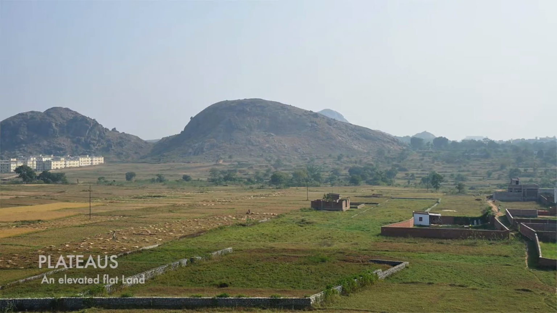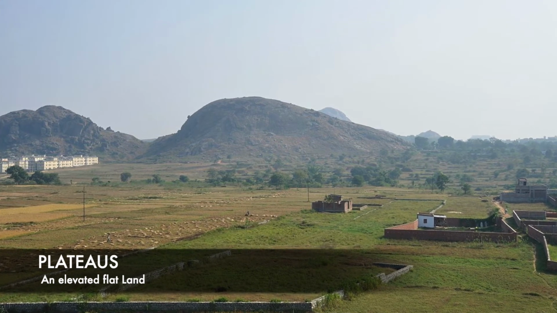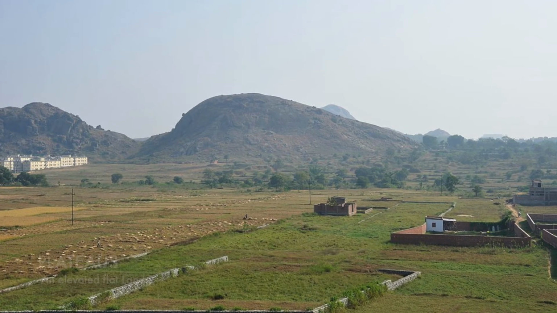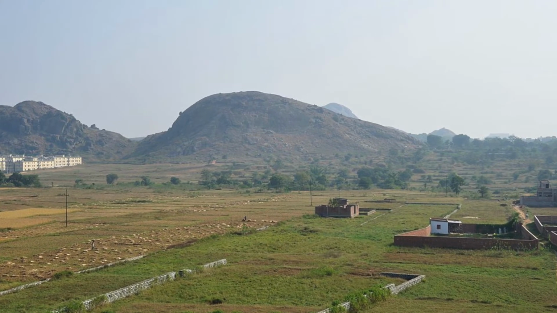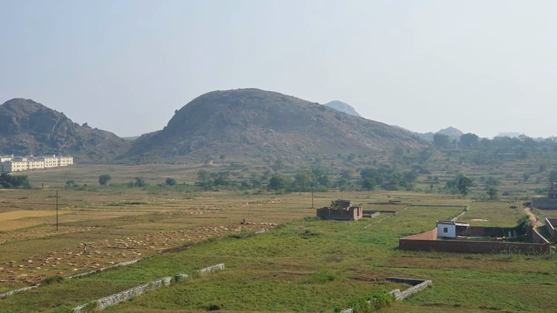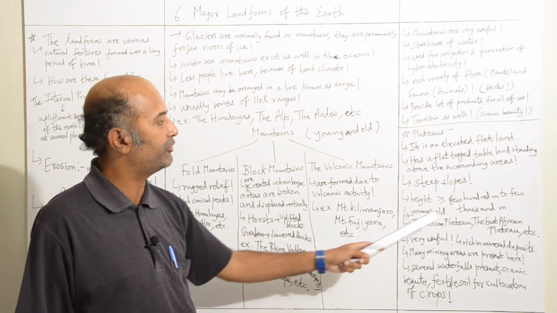Now we'll take a look at plateaus. What do you mean by plateaus? A plateau is defined as an elevated flat land. It has a flat-topped tableland standing above the surrounding areas. It has steep slopes. Normally the height of a plateau ranges from a few hundred meters to a few thousand meters.